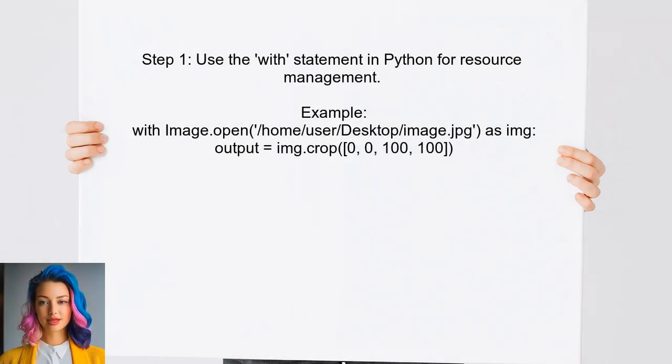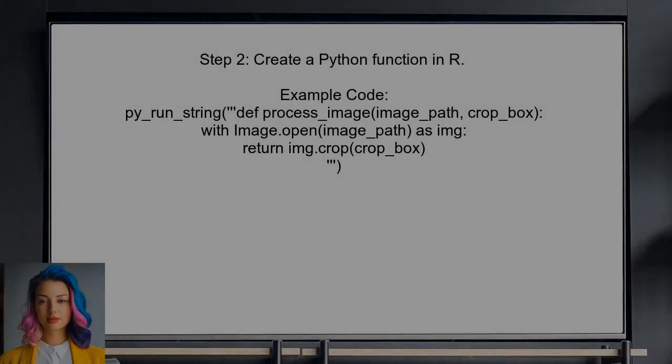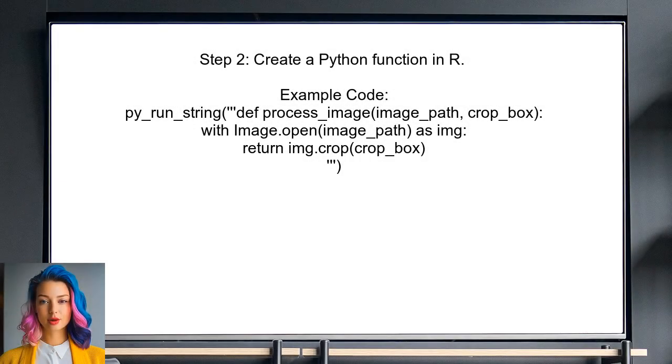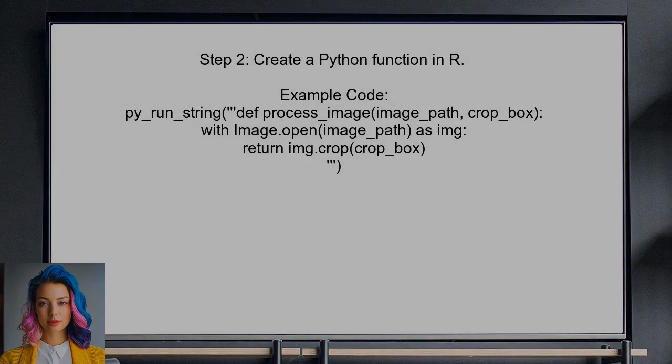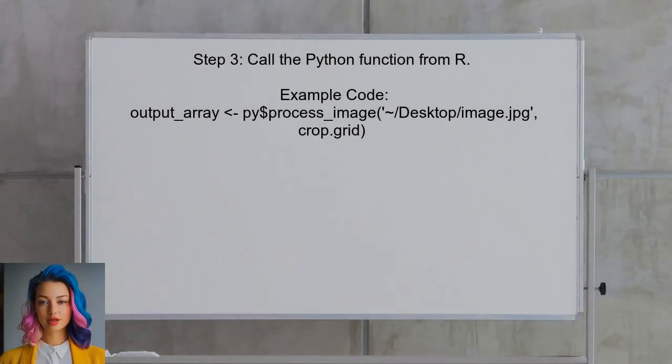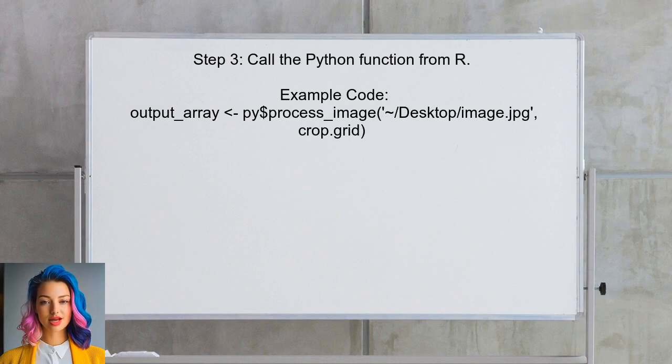To effectively manage memory when using the Reticulate package in R, the user should first ensure that they are using the with statement in Python. This allows for automatic resource management. Next, the user should modify their R code to utilize this with statement. This can be done by creating a Python function that handles the image processing within the with context. After defining the function, the user can call it from R, passing the image path and crop box as arguments. This ensures that the image is properly closed after processing.